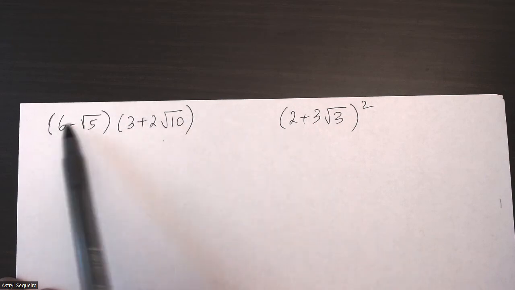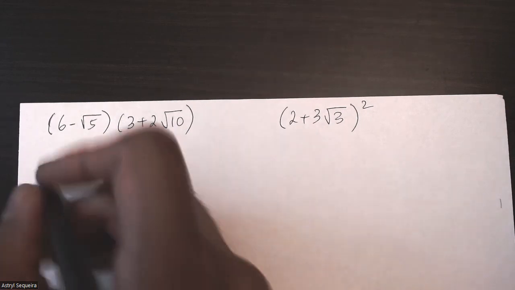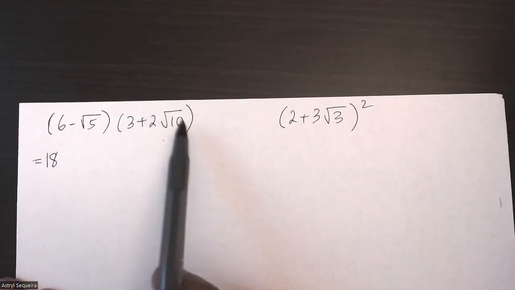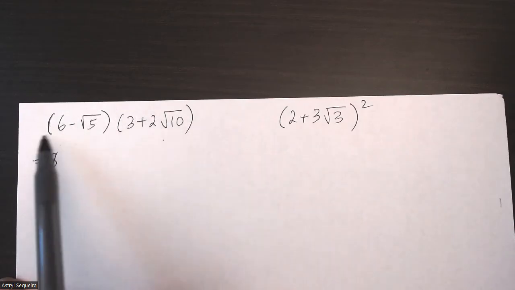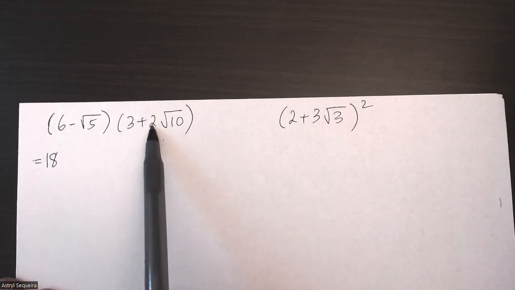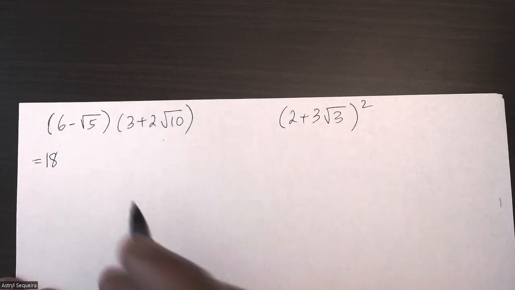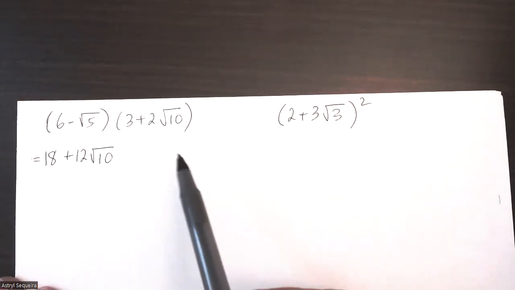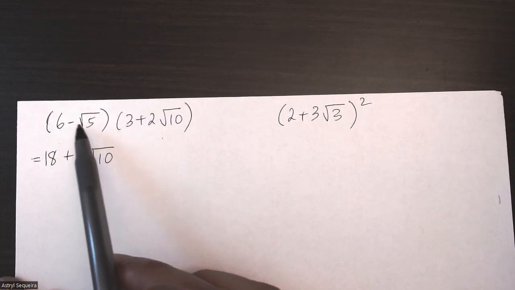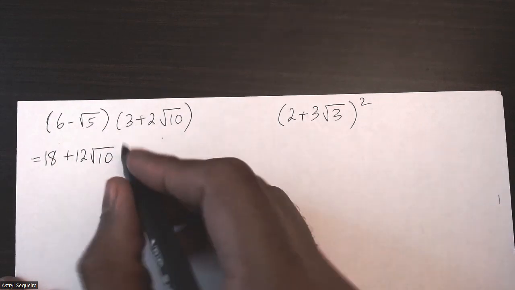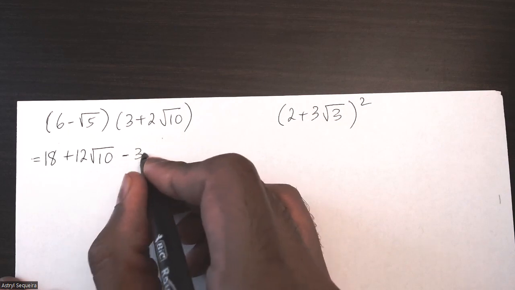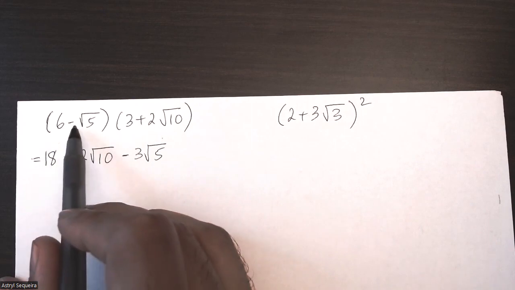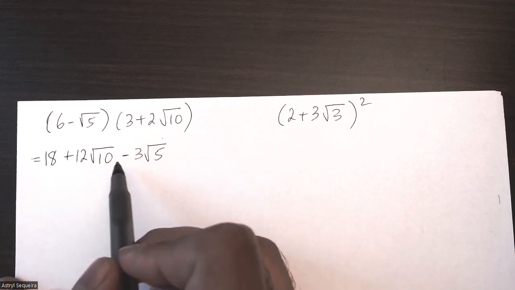I'll start by multiplying the first two terms. So 6 times 3 is just 18. 6 times 2 root 10. So when you're multiplying a number with a radical, you just multiply the number with the number on the outside. So 6 times 2 is 12. So that's going to just stay as 12 root 10. Then I have negative root 5 times 3. So that's just negative 3 root 5 because I just multiplied the 3 with the negative 1 out there. It became negative 3.